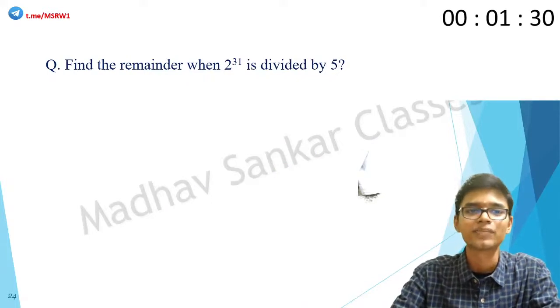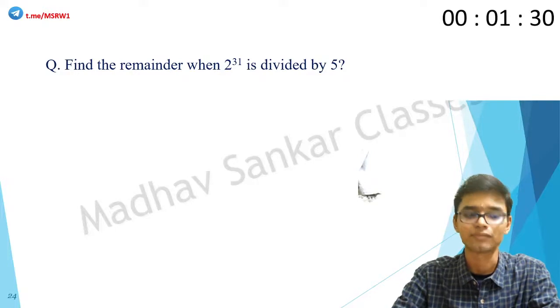Last question for the day. Find the remainder when 2 to the power 31 is divided by 5.